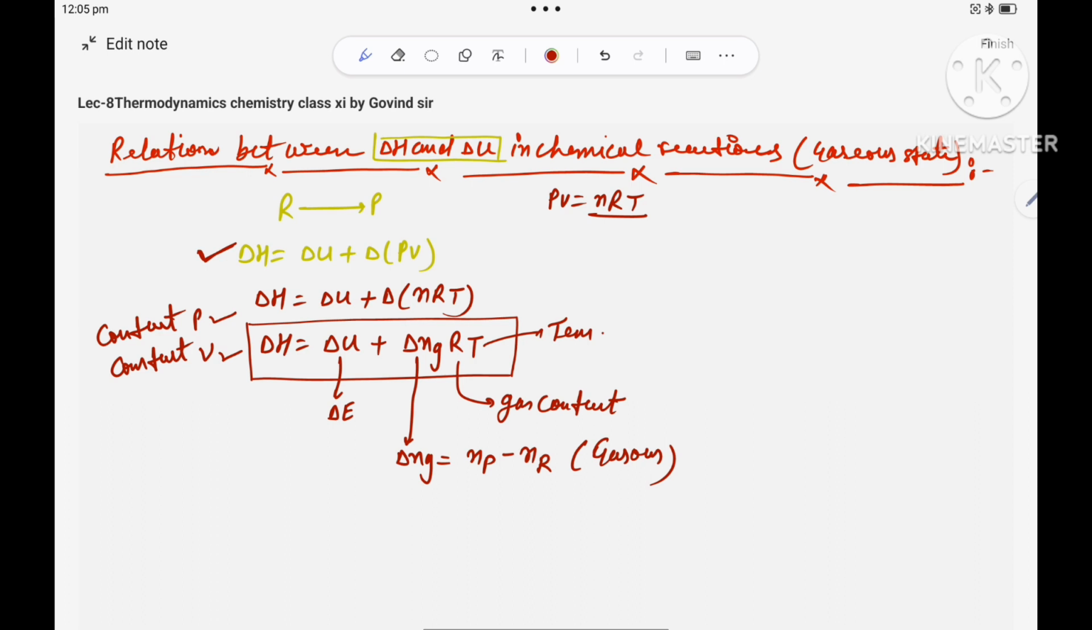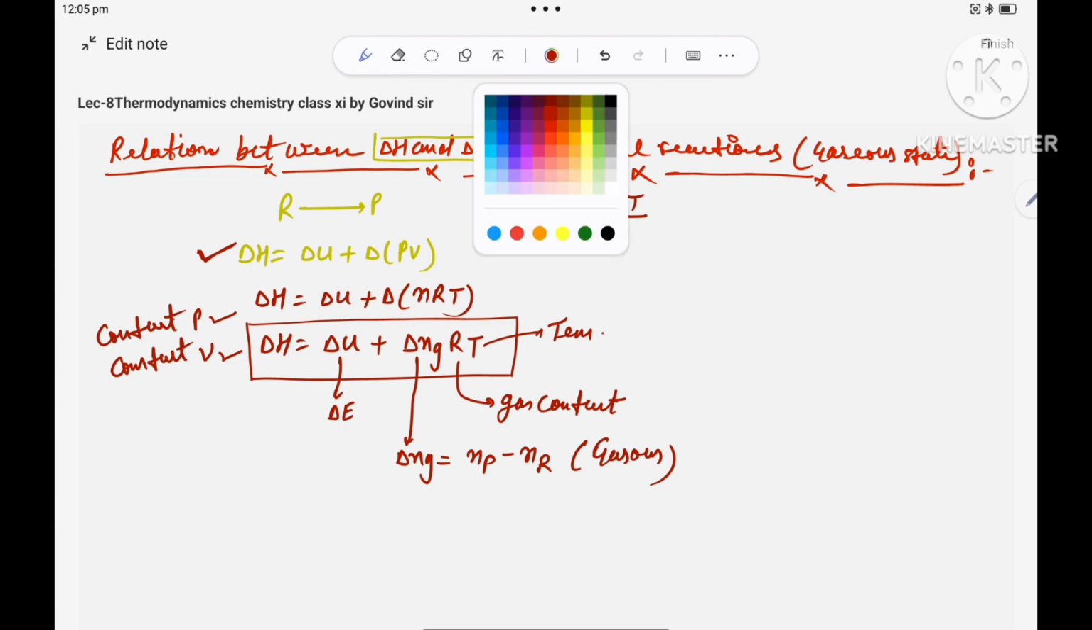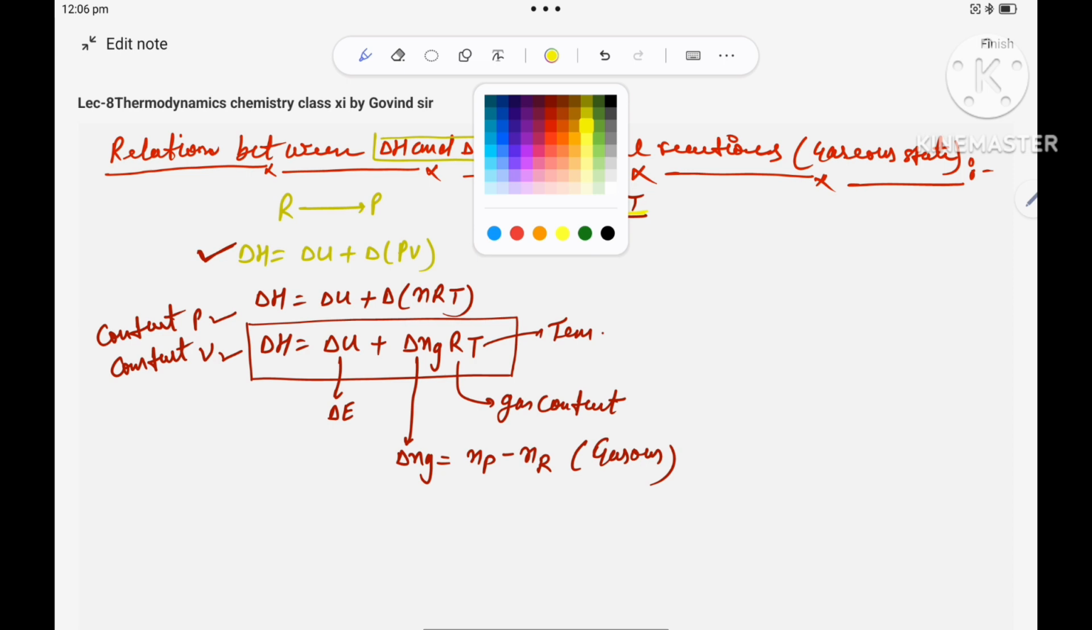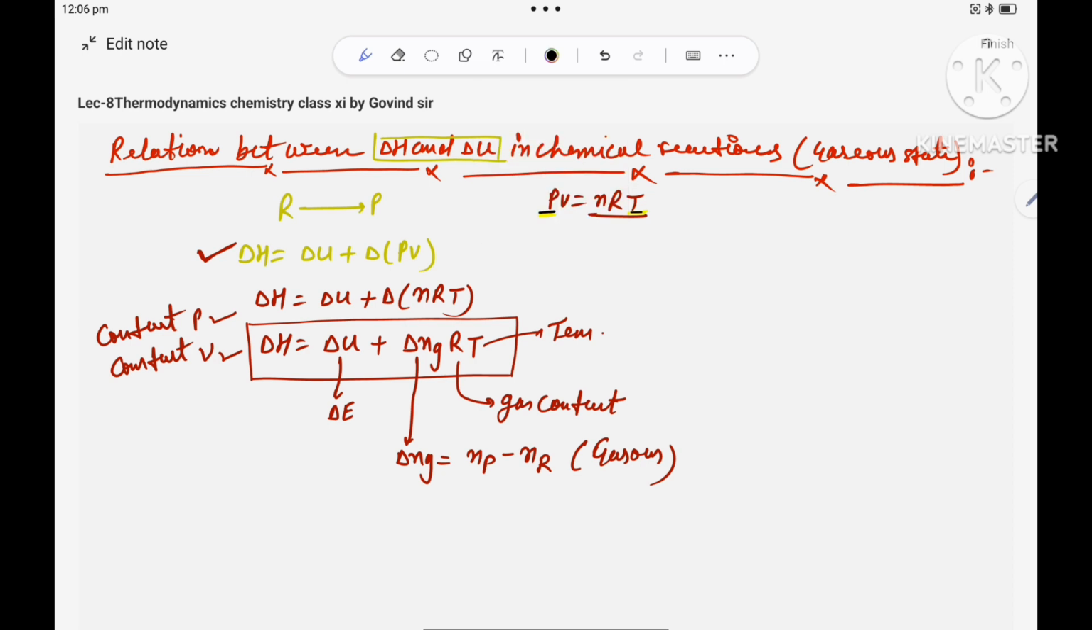So here pressure constant and temperature constant. R is already constant, then temperature depends upon volume. Volume increases, temperature increases, volume decreases, temperature decreases.